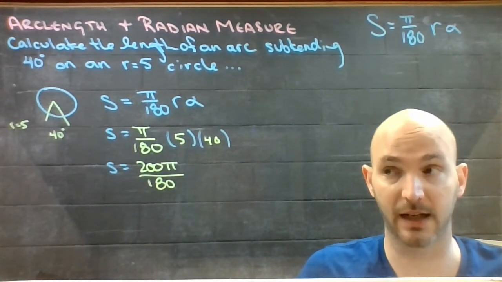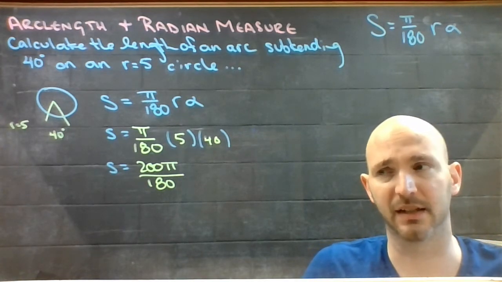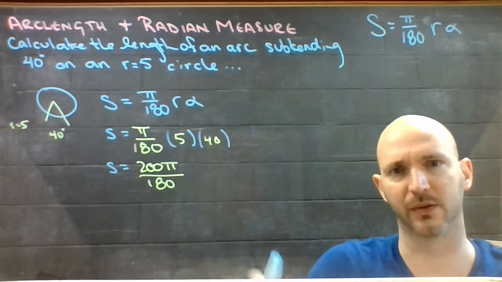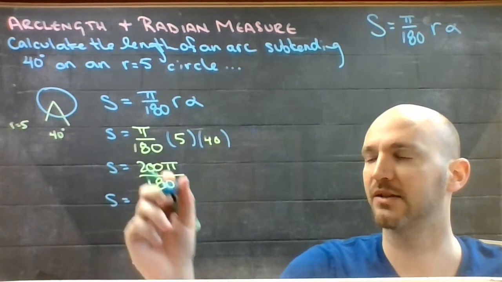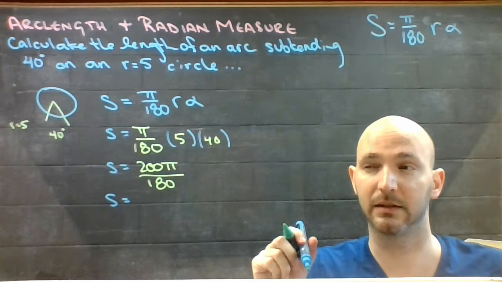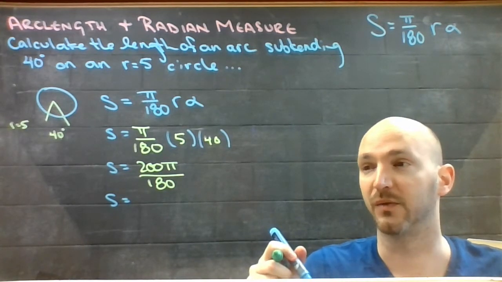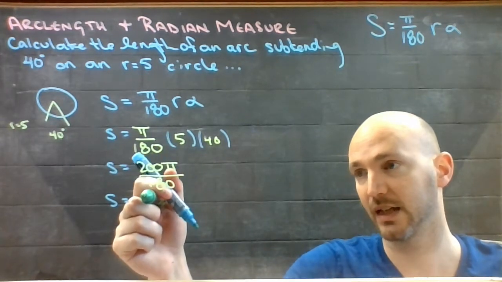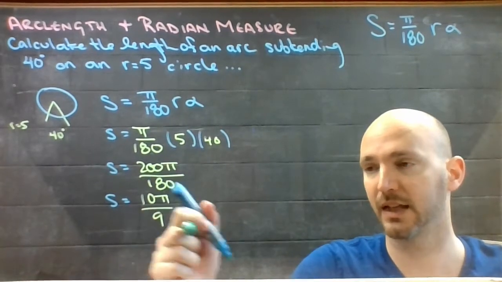That's an answer. It's the correct answer. It's not in a form I like. Grammatically, it's sort of rude to not reduce your fractions. So I'm going to work on that. These are both divisible by 10. That would give me 20 over 18. Those are both divisible by 2. So if I were to divide by 20, I would get 10/9 of pi.